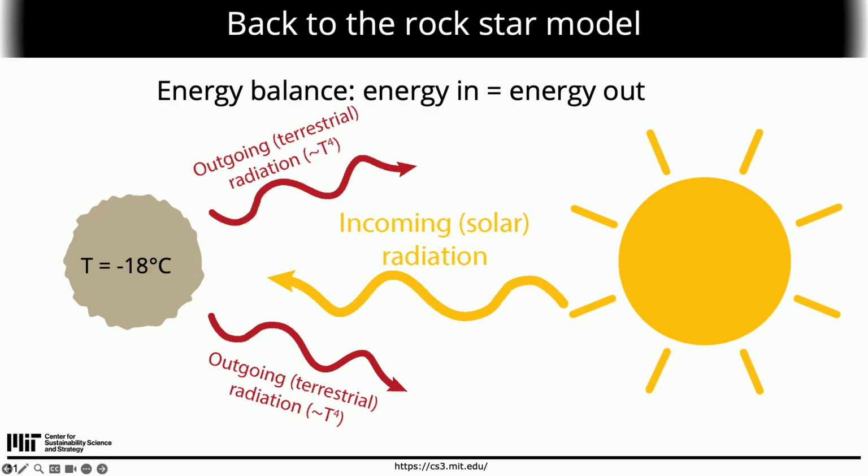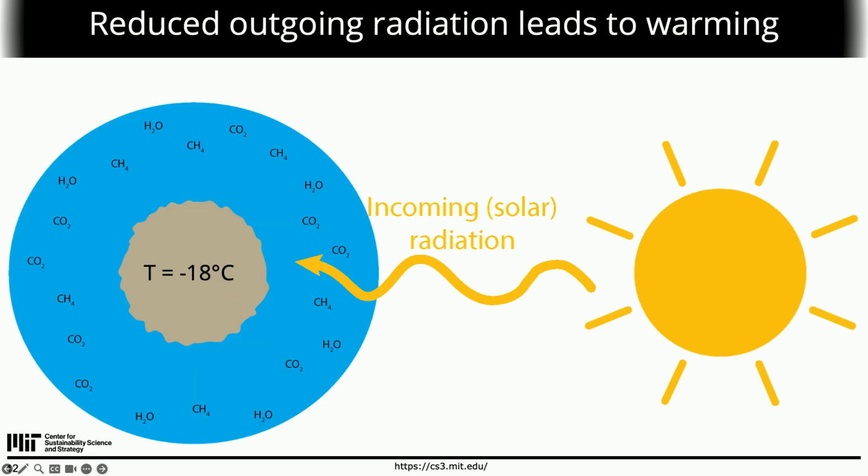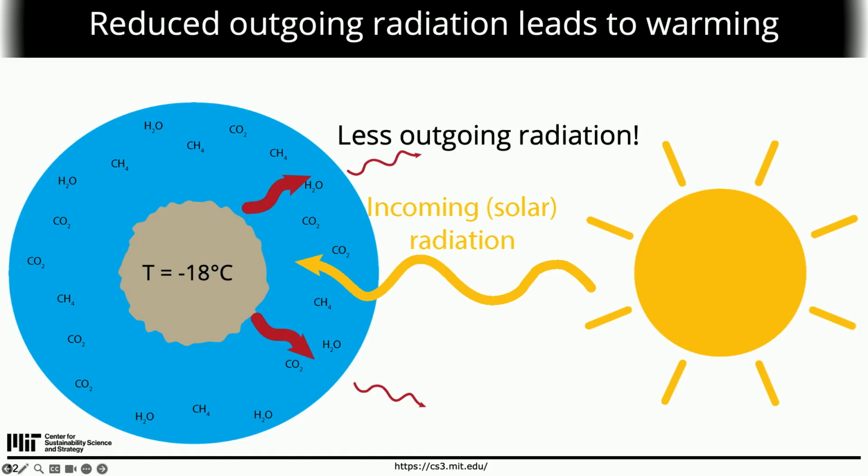And so let's go back to our rockstar model. Remember, we have this concept of energy balance, trying to track how much energy is coming in and out of a planet. And we know that if you have a planet with no atmosphere that's at a similar distance to the sun as the Earth is to the sun, you get a temperature of minus 18 degrees C. But let's consider a different picture now. Let's put an atmosphere around our planet that contains a bunch of greenhouse gases, like methane, like carbon dioxide. Again, we have our incoming solar radiation. And for now, let's keep the planet at minus 18 degrees C.